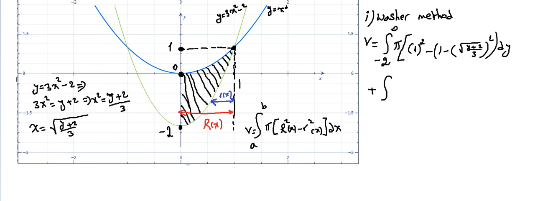Now the part from 0 to 1, according to the Washer method, is simply pi times the bigger radius, the outer radius. The outer radius over here is all this, from this part to that part. The red one is the outer radius.